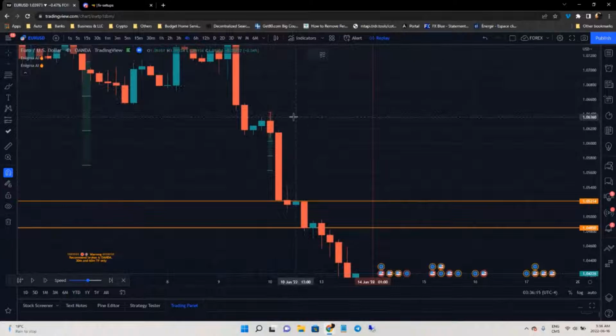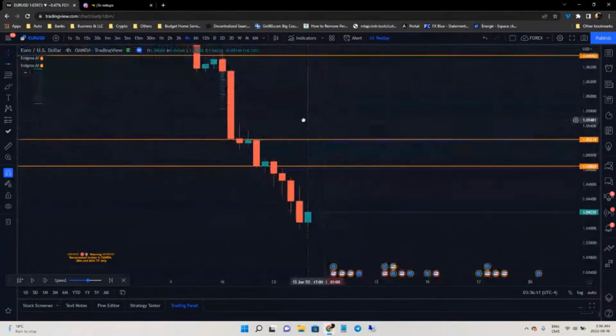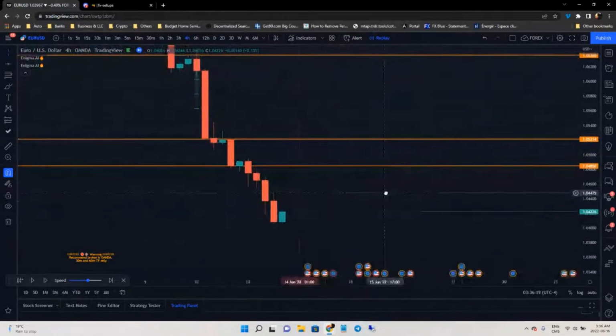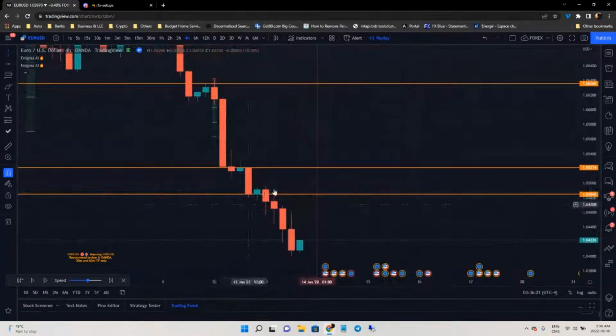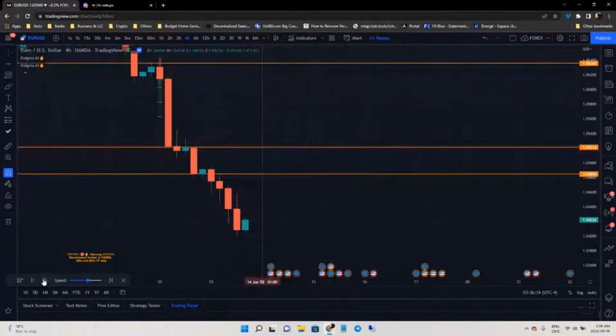And here. Okay, so those are previous swings in the downside. So I'm focusing on this candle, this one, and this one. Okay, so let's continue with the replay.